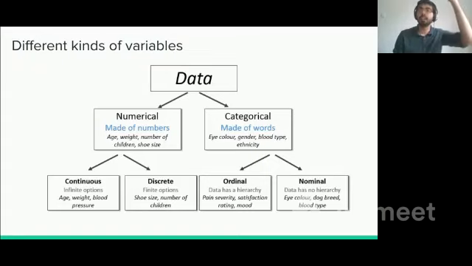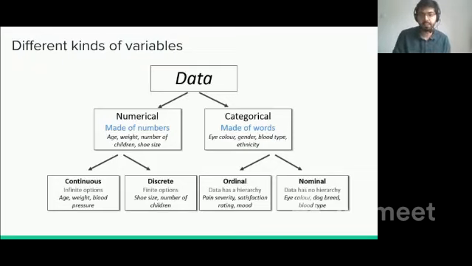Continuous is numbers that continuously increase or decrease. Discrete is numbers that increase or decrease in steps. And, sorry, categorical data is either ordinal or nominal. And there's a slight difference between these two.